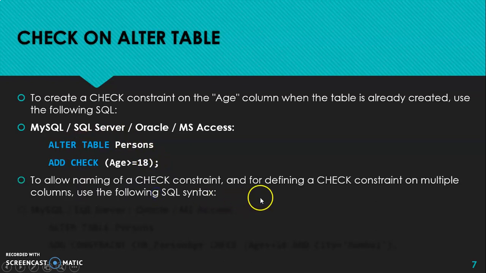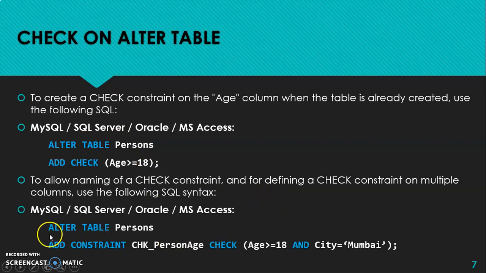Again, I want to add on multiple columns. Now we have seen the example of age and city. So alter table person, add constraint name, say check person age, constraint name check, and the condition that is age should be greater than or equal to 18 and city should be equal to Mumbai. So I have assigned a check constraint on the two columns, that is age and the city, after creation of my table using the alter table command.